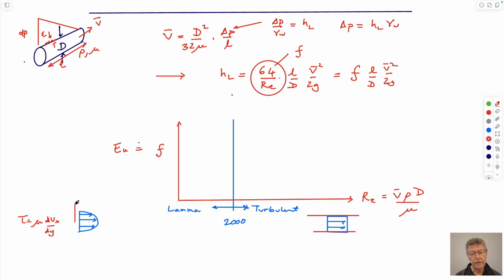This would be y, the radius would be y. So the velocity in the x direction, the change in velocity in the x direction relative to y, is this slope as it changes around. This slope means there's some resistance to shear stress, and this is the frictional loss that goes into this head loss.